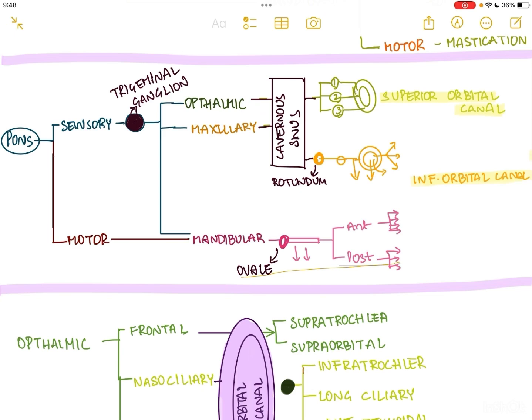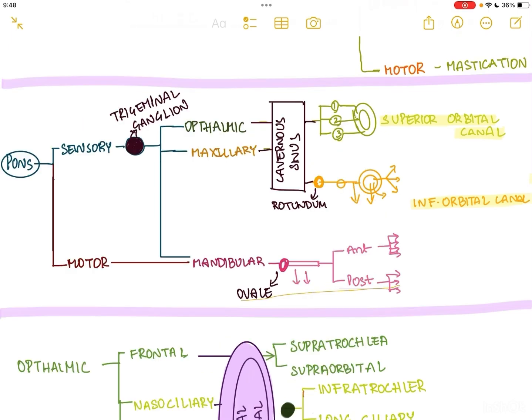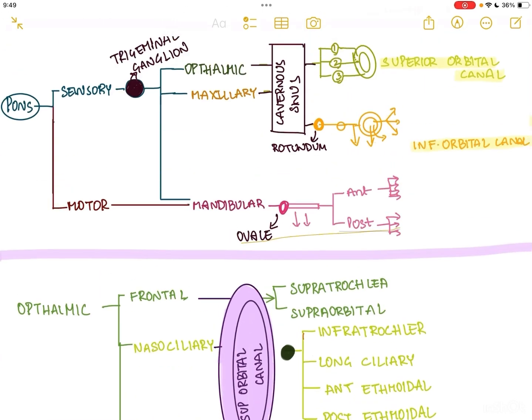The mandibular passes through the foramen ovale, continues as a main trunk, and here it gives two branches, and then after giving two branches it divides into anterior and posterior. Ophthalmic divides into three parts, then it passes through the superior orbital fissure, and the maxillary divides into one part and then it passes to the inferior orbital canal, and also in the inferior orbital canal it gives other branches. Whereas the ophthalmic does not give any branches in the superior orbital fissure. It gives them before it and then passes through it. So we'll talk in detail about these three divisions.